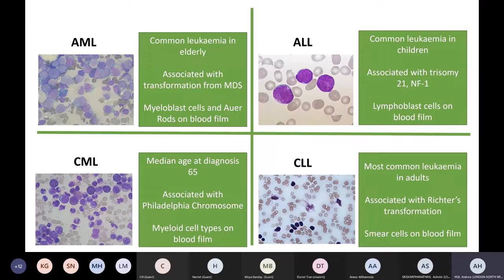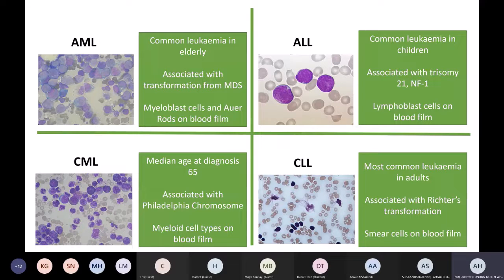So when we're doing SBAs, there's a few things that point towards a particular category of leukemia. As we discussed for ALL, children is one of them, Down syndrome or NF1, these kind of genetic disorders. And the blood film usually mentions blast cells, which would be lymphoblast cells. But for AML, this is a very common leukemia in the elderly, and some questions may give a past history of MDS or a myelodysplastic syndrome, because that can transform into an AML. Blood film talks about myeloblast cells and also Auer rods.